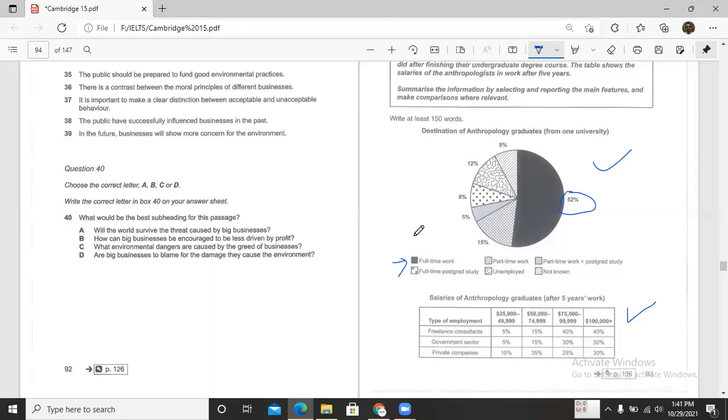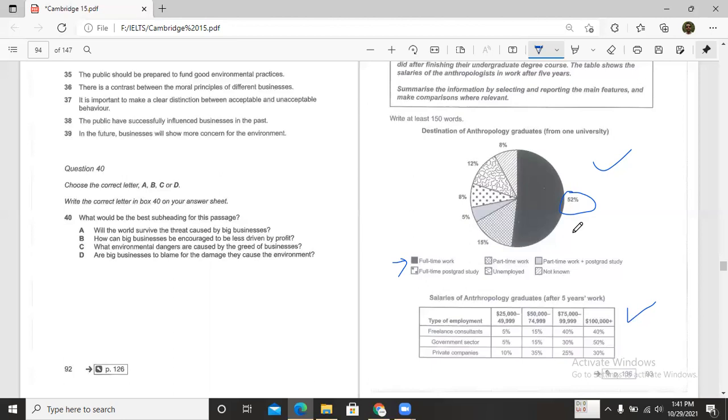There is a great number of graduates who do full-time work, and there is a similar rate of percentage of not known and full-time postgraduate study, a similar percentage of 8%. There is no need to show any percentage in the overview, no, sir.